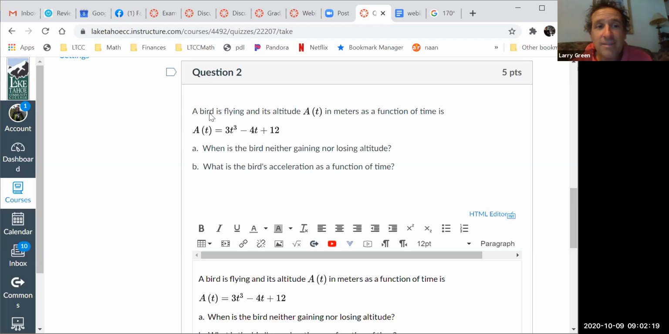On the other hand, question 2, we'll be able to answer everything exactly. So a bird is flying and its altitude, A of t in meters, as a function of time is A of t equals 3t cubed minus 4t plus 12. When is the bird neither gaining nor losing altitude? In calculus terms, what's another way of saying this question?